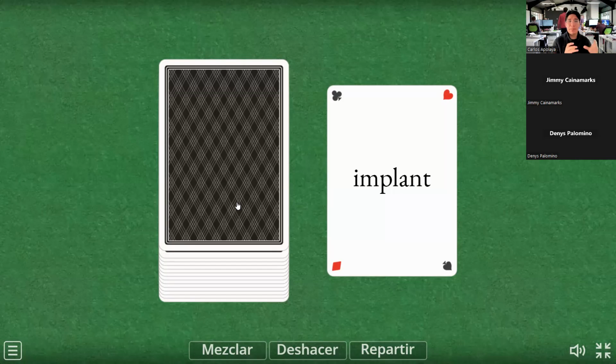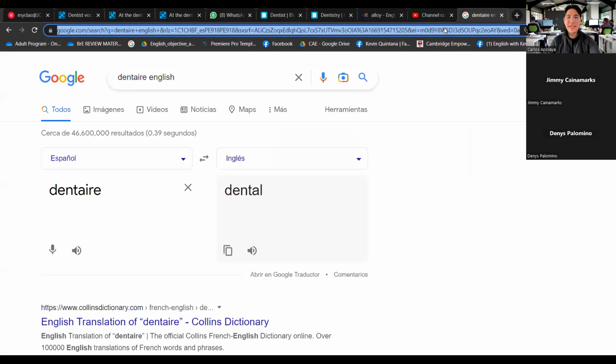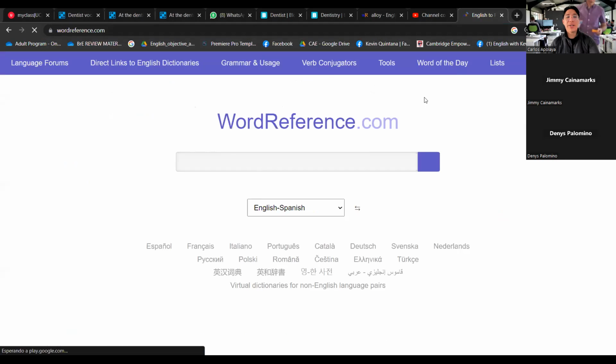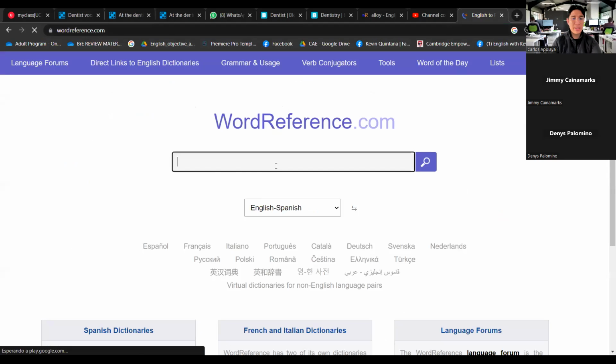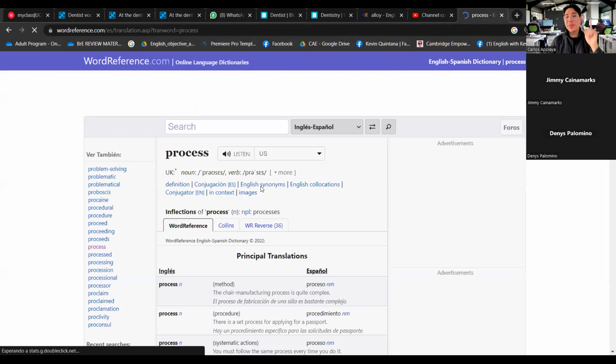For example, process viene a ser proceso. But process, procesar. If I stress the first part, it is a noun; if I stress the last part, it is a verb. Let's go, for example, to WordReference. Can you see the dictionary? Look at this, process. You need to be very careful. Let me share the audio.